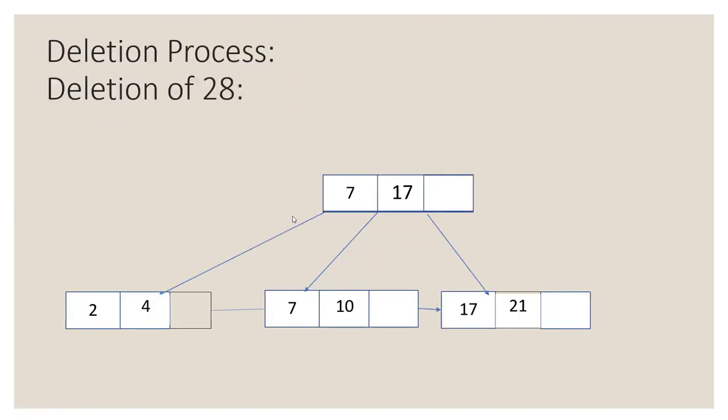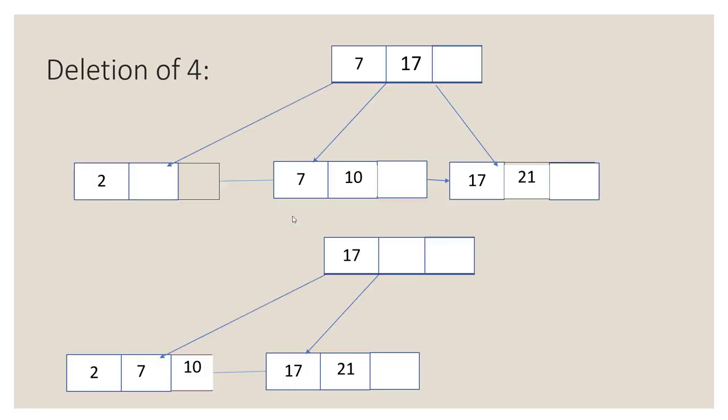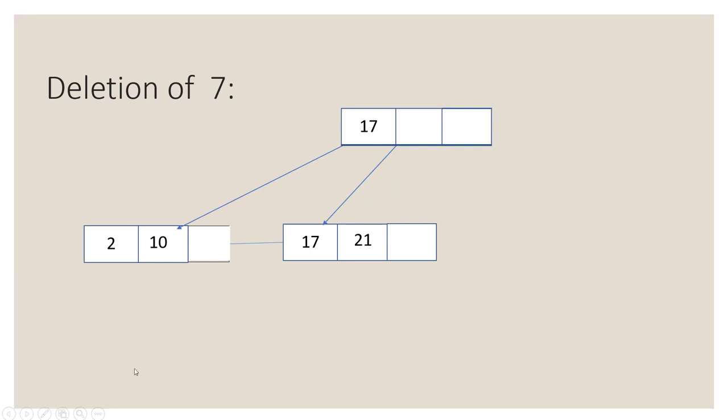Okay, next is 7. We're deleting 7. So from here, let's see. 7 is less than 17. I follow the pointer and 7 is right here. So after deleting 7, it will have 2 and 10. 2 out of 3. Still half full, so it's a simple delete.